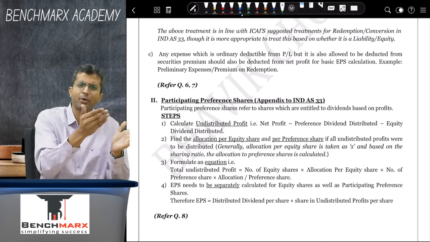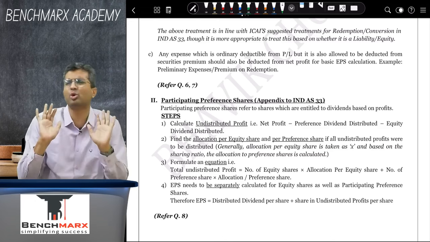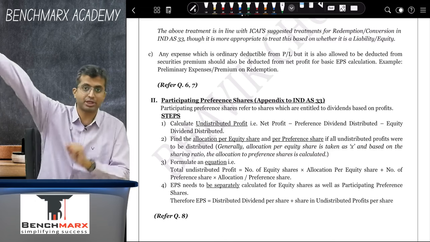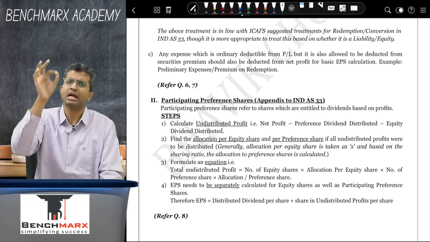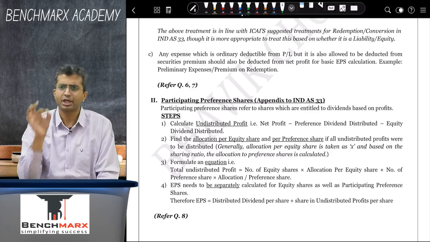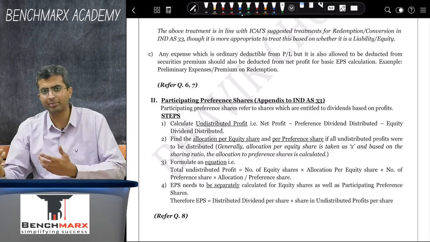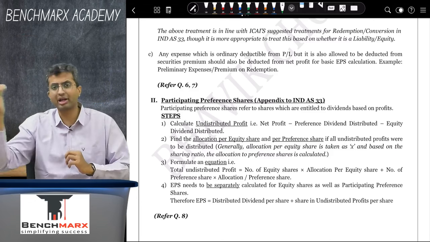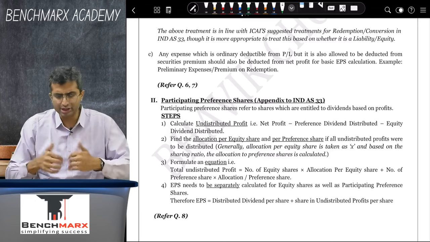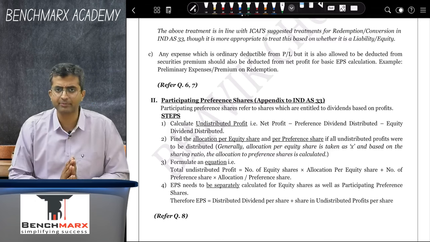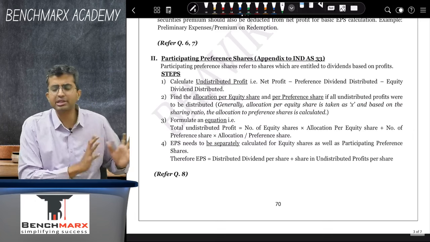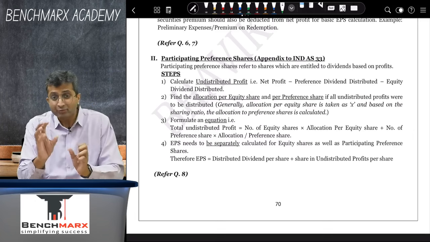So if you have reduced preliminary expenses from the P&L only, then no problem. However, if you have reduced it from securities premium, which is legally permissible, then while calculating EPS, you will have to subtract the preliminary expenses written off or underwriter's commission written off against securities premium in the numerator separately. Okay, so that largely takes care of the basic EPS.